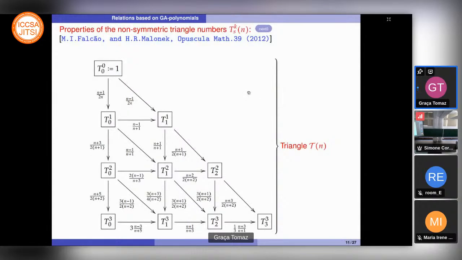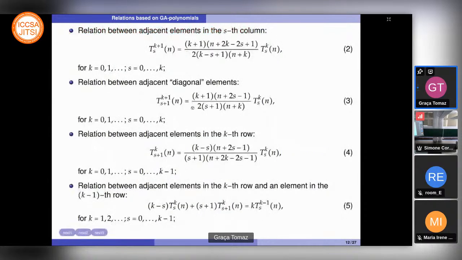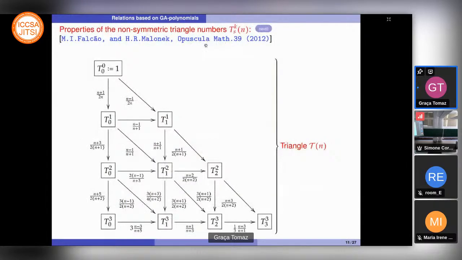But our interest at this point is to explore properties of the non-symmetric triangle numbers T as K that we arrange in a triangle called triangle TN for short. And here you can see some relations between the elements of this triangle that result from these properties already present and proved in this paper in Opuscula Mathematica.